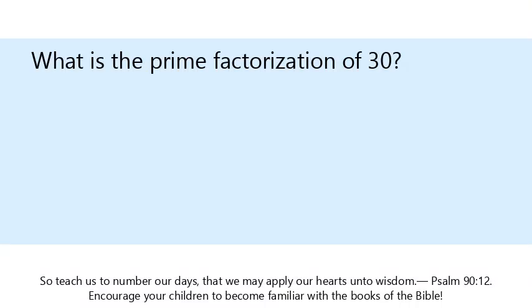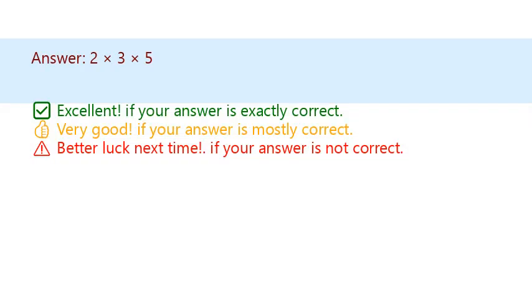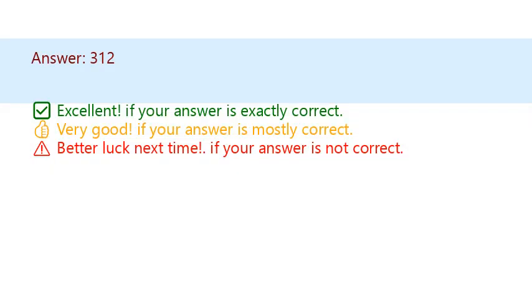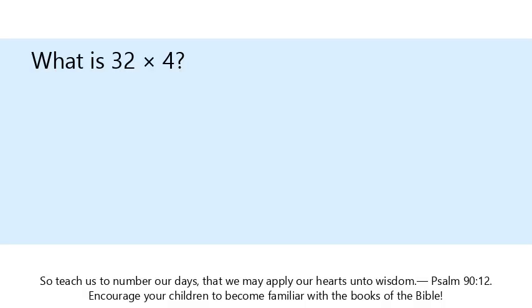What is the prime factorization of 30? Answer, 2 by 3 by 5. What is 39 times 8? Answer, 312. What is 32 times 4?